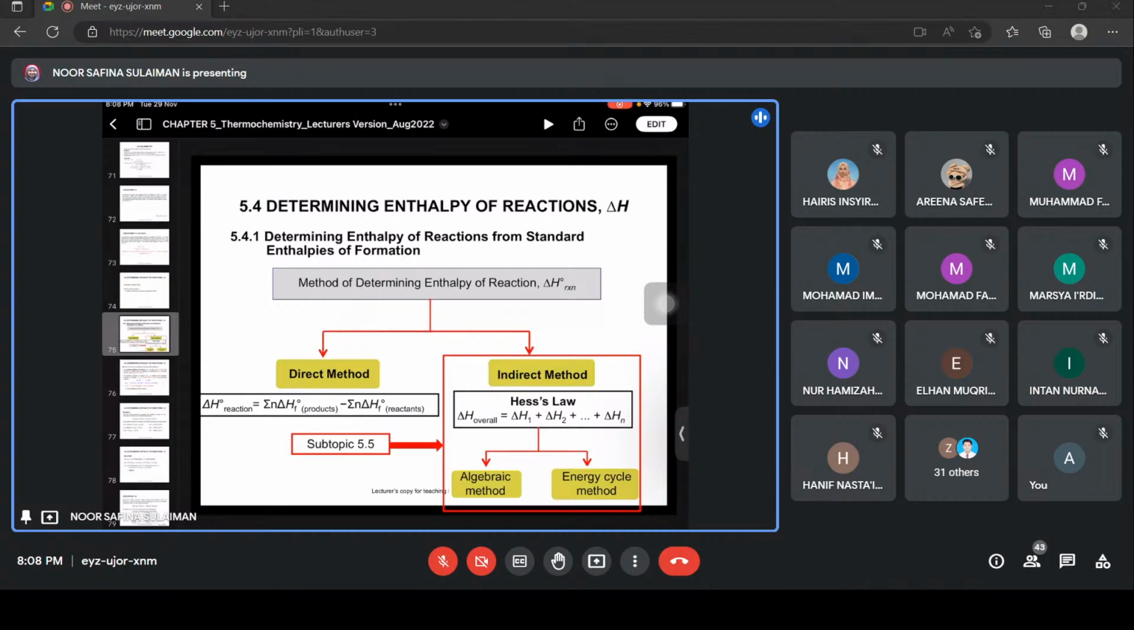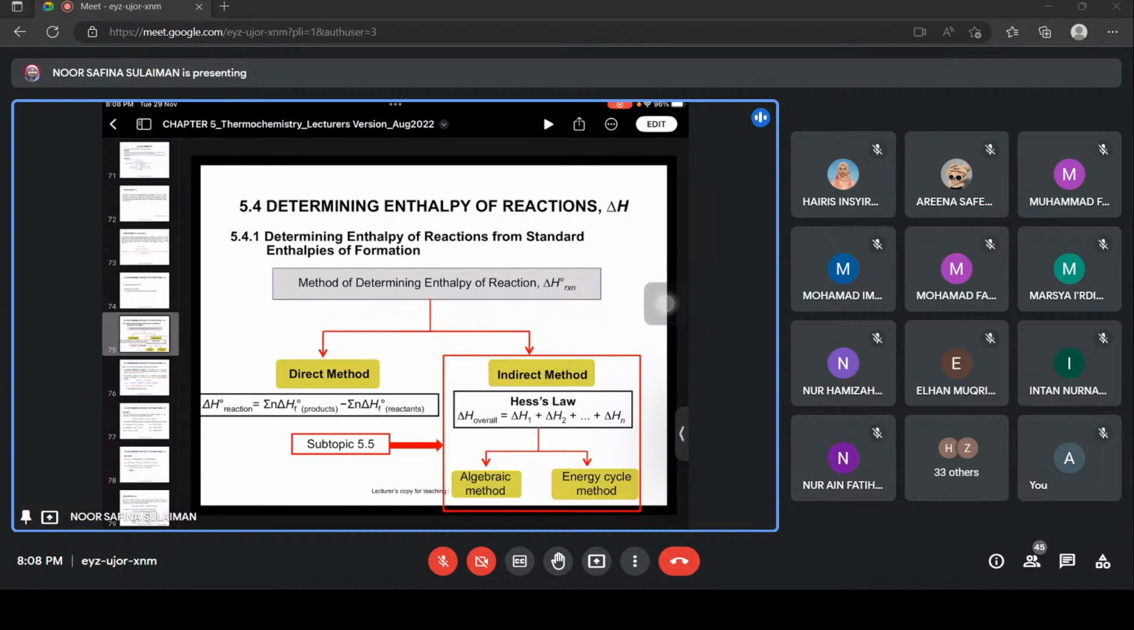Divided into two methods. The first one is direct method. Very simple. Once you know the enthalpy of the product and the reactants, for each product and reactant, you can simply calculate the delta H naught reaction. Macam mana summation of enthalpy of formation of the products minus dengan summation enthalpy of formation of reactants.